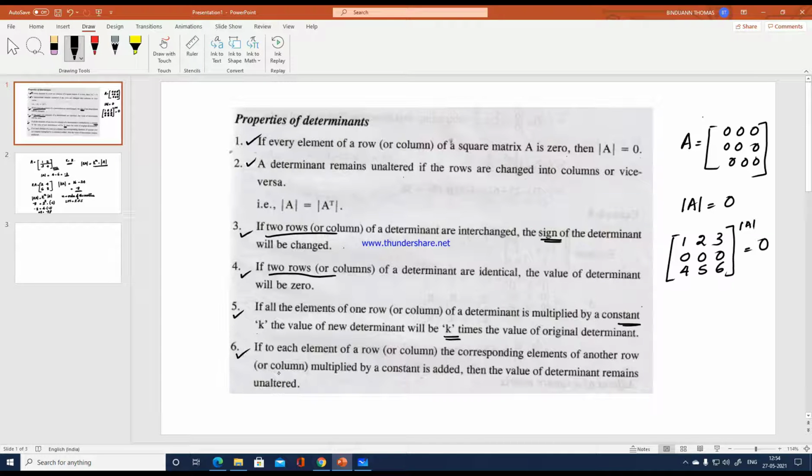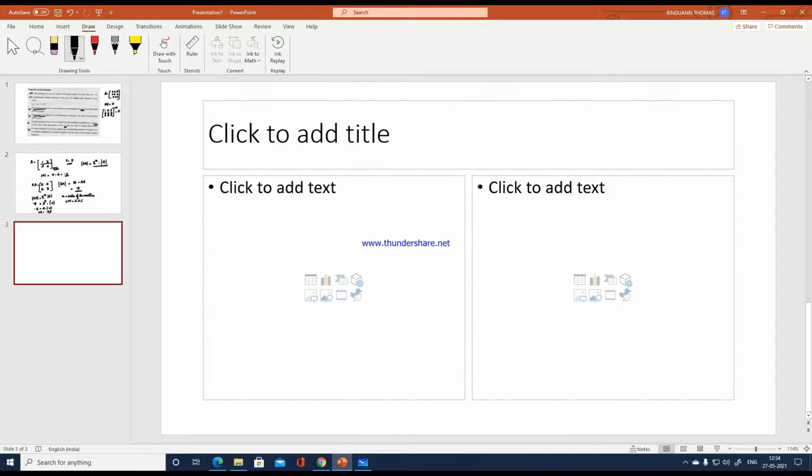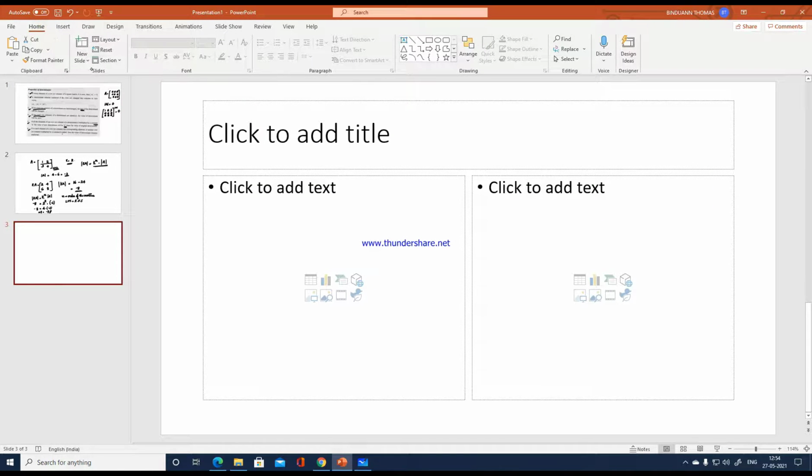Now, the sixth property states that if to each element of a row or a column, the corresponding elements of another row or column multiplied by a constant are added, then the value of the determinant remains unaltered. So if you are adding elements of a row or column, multiplied by a constant, to another row or column, the value of the determinant will always be the same. Now, let's see an example of how we will tackle such types of questions.